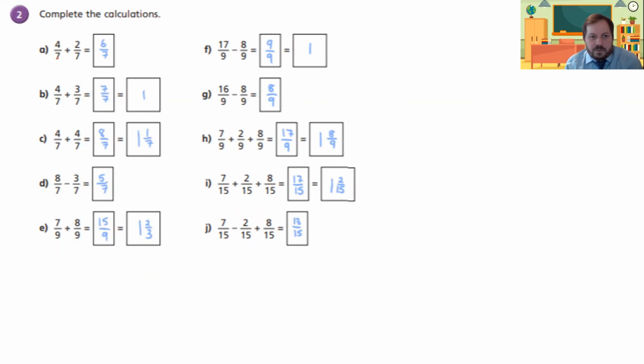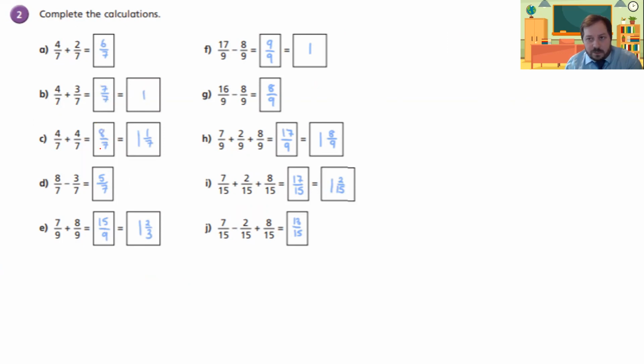Complete these. So we're thinking in sevens, so put 7 here. 4 plus 2 is 6. Talking in sevens, 7 goes underneath. 4 plus 3 is 7. 7 sevenths is the same thing as 1. Thinking in sevens, so 7 goes on the bottom. 4 and 4 is 8.